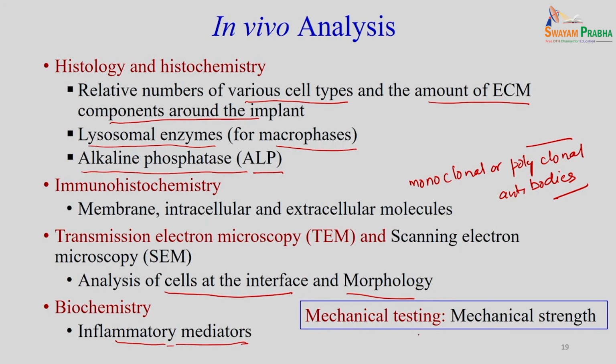Apart from that, we also go for mechanical testing to analyze the mechanical strength or mechanical compatibility. Let us say if you are going for a bone implant, then whether its mechanical property is compatible, comparable or similar with the bone or not. So, these are the in vivo analyses. So, we discussed the in vitro analysis followed by the in vivo analysis.